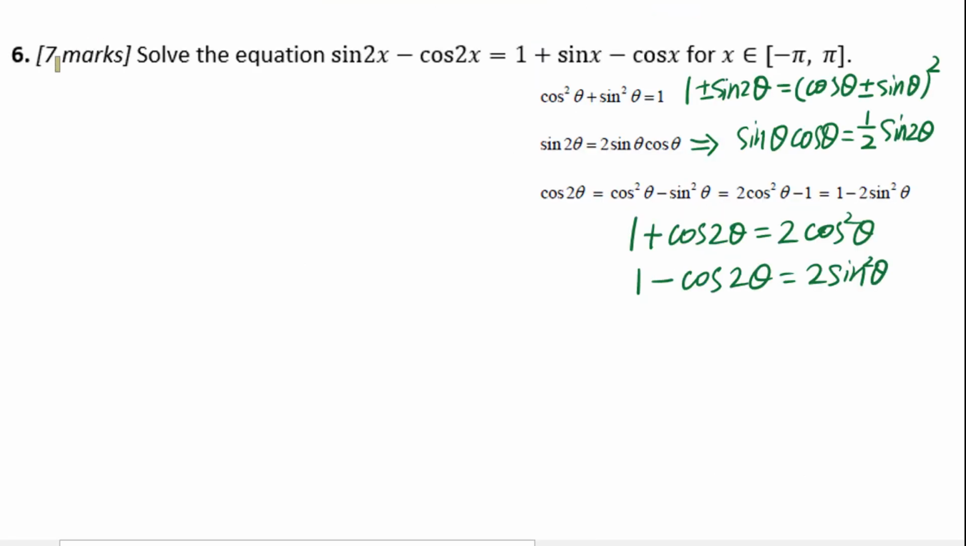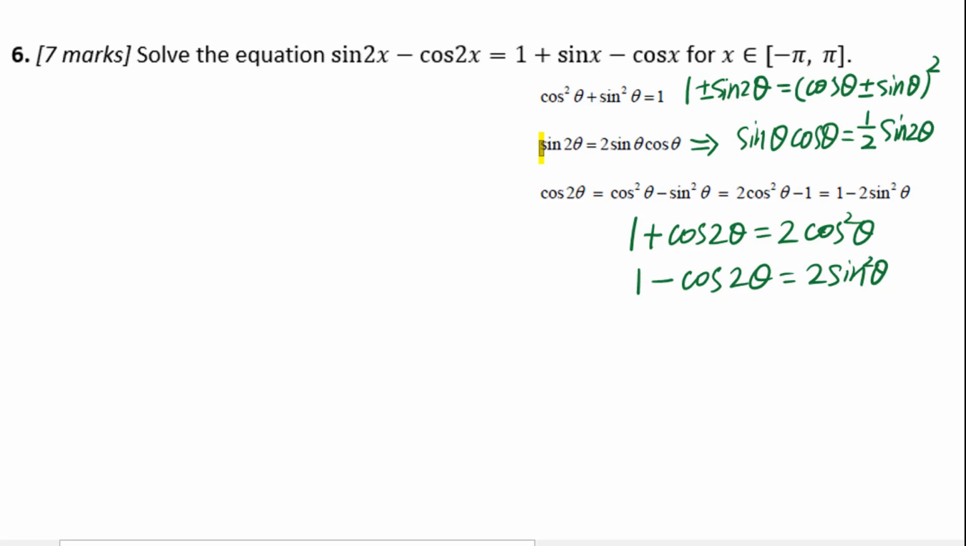Let's go to question 6. Solve the equation sine 2x minus cosine 2x equals 1 plus sine x minus cosine x, for x in the closed interval from negative pi to pi.